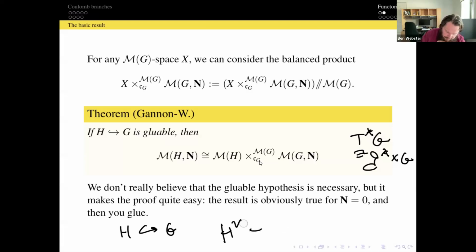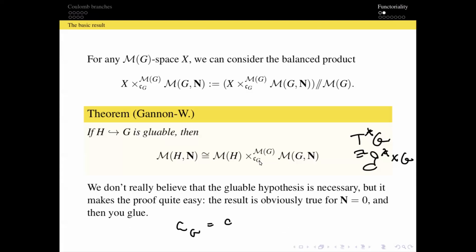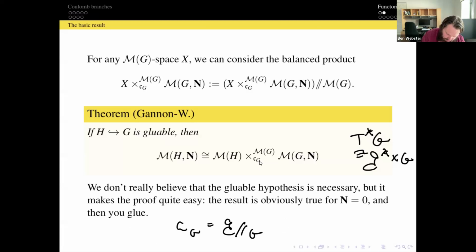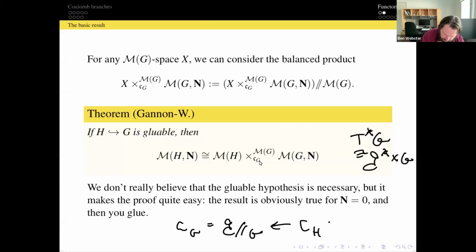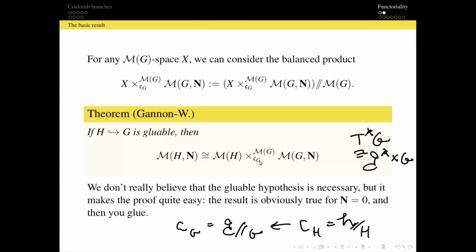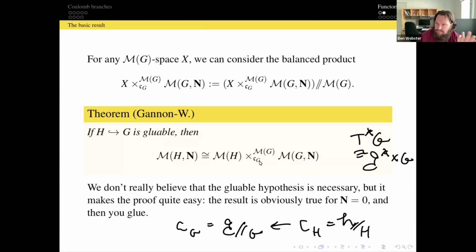The map between bases is relatively easy because I can describe this base C G as the Lie algebra of G mod G. So I obviously get a map there from C of H, the Lie algebra of H mod H. That's sort of the only compatibility with the Weil group I need. Right. If I take a fiber over a generic point here.